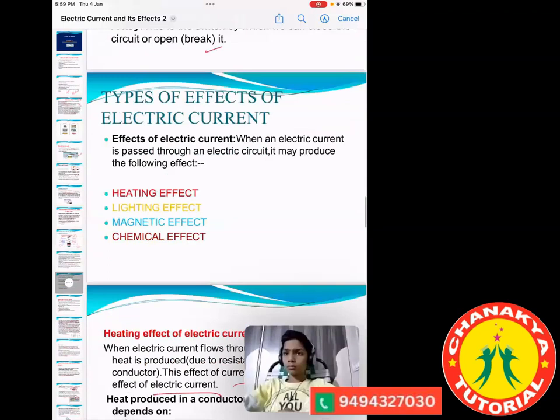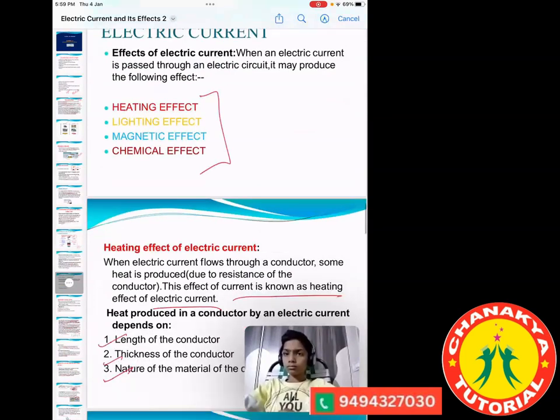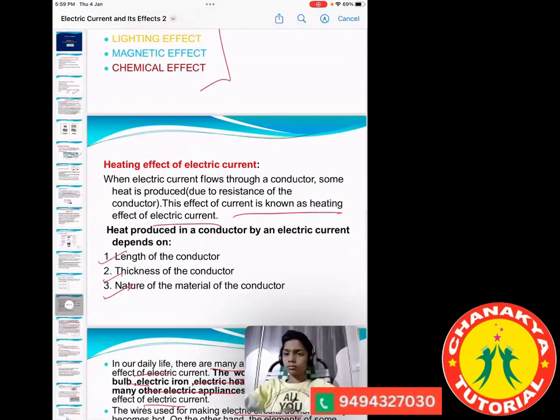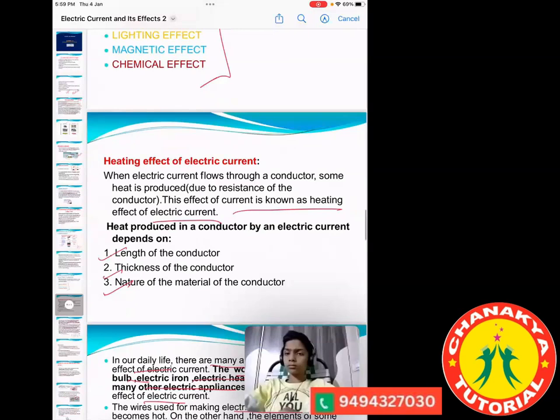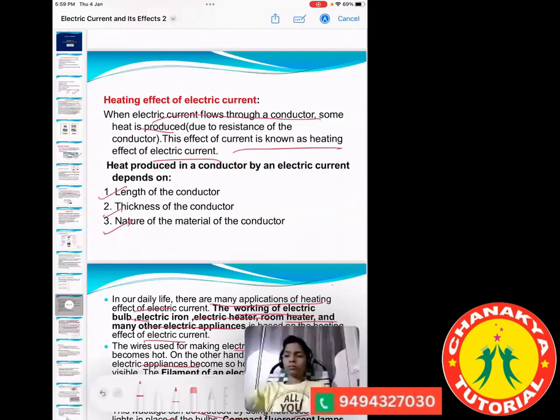Now, there are certain effects of electric current: heating effect, lighting effect, magnetic effect, chemical effect. So with the help of the electric current, some changes happen in the appliances or in the magnetic power. The heating effect: when electric current flows through a conductor, some heat is produced. Like if I talk about the water geyser, in the geyser the electric current is flowing, and because of this, water gets hot. It happens because of the heating effect of the current.